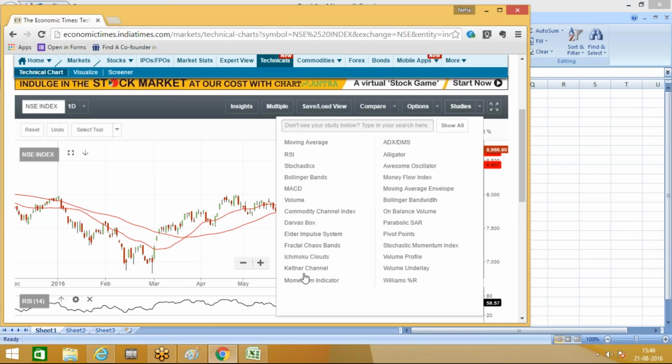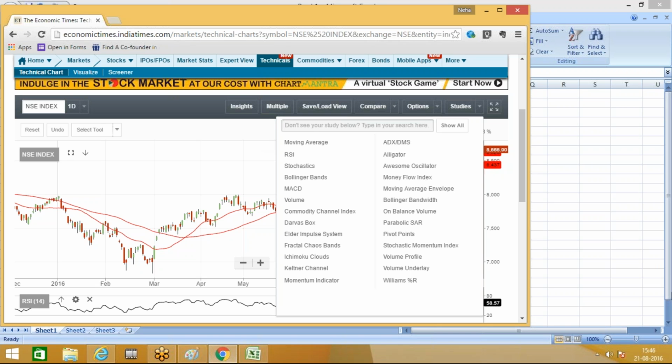Okay, Anand, you are saying the Fibonacci tool is there. Where is it? I'm not able to find it. Anyways, you got the idea.